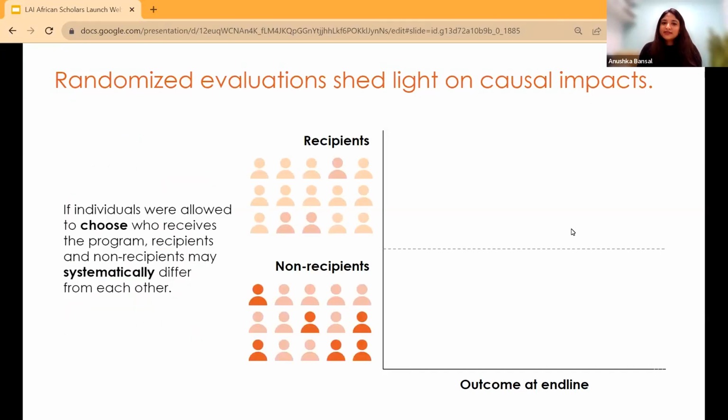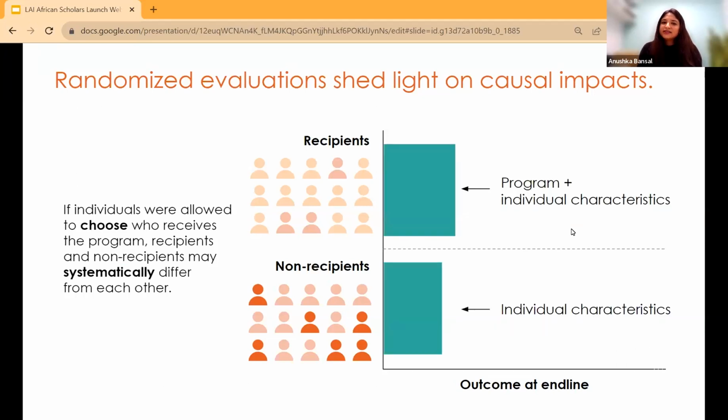So in this case, the school officials might assign tutoring to those they feel need it the most, so the weakest students. Yet this means that the students who receive the program are systematically different, in this case, systematically weaker, from those who do not. As a result, we will not be able to disentangle the effect of the program from the effect of students' inherent abilities and other factors on their test scores.